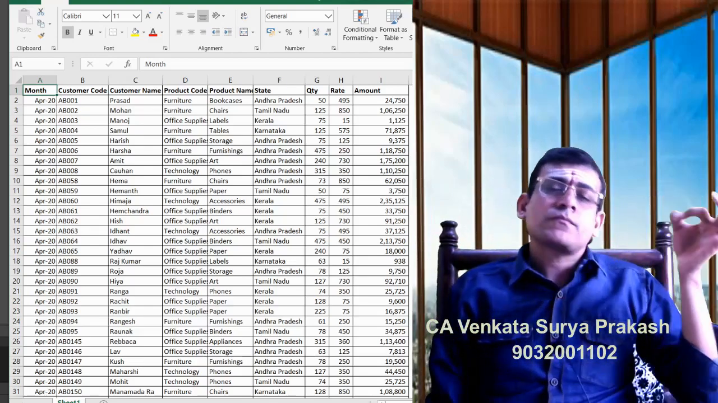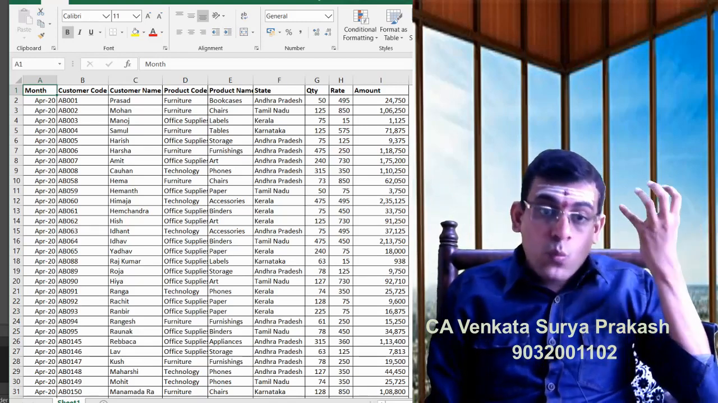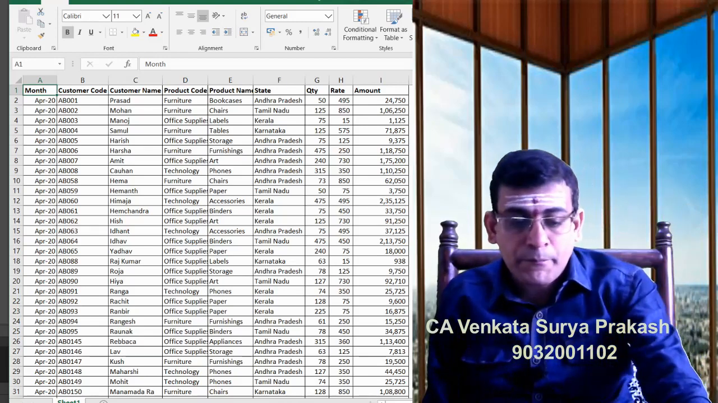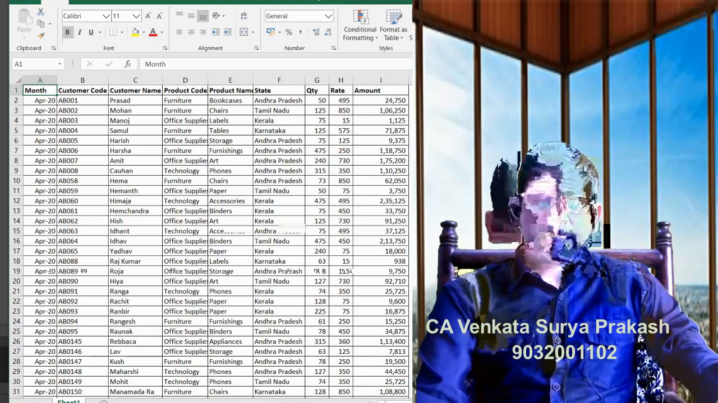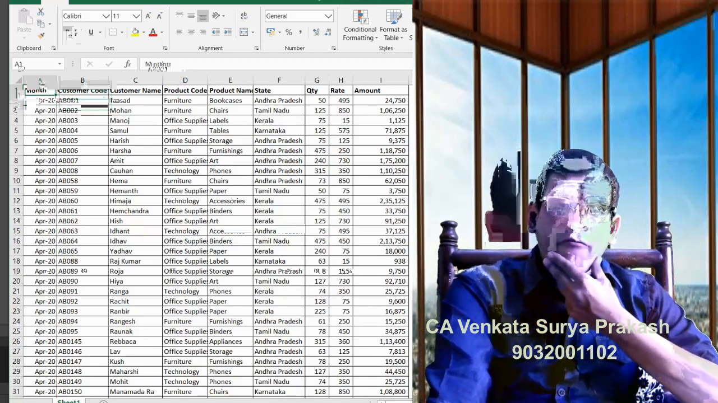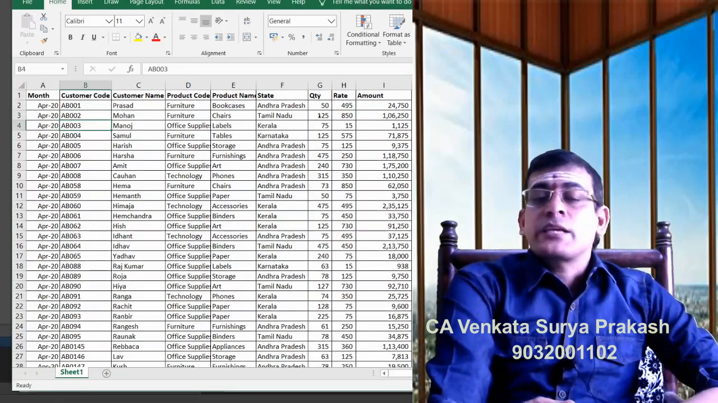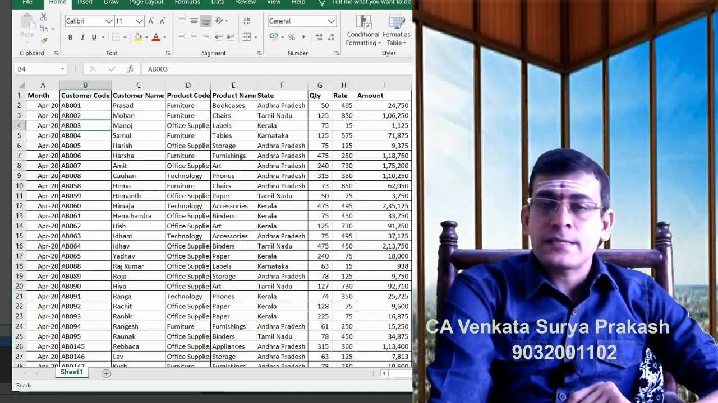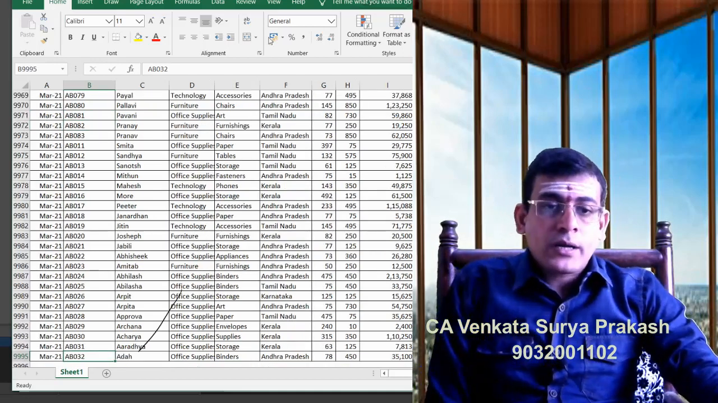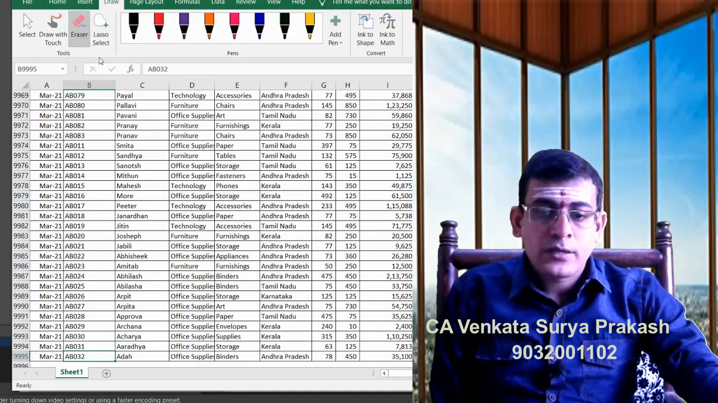Now let us see how I convert this into information. Once I convert this into information, what sort of decisions can I construct? This is the information of a company, of sales made to various customers during a financial year. For the entire 12 months, the sales information is there. There are a total of 995 records out there.